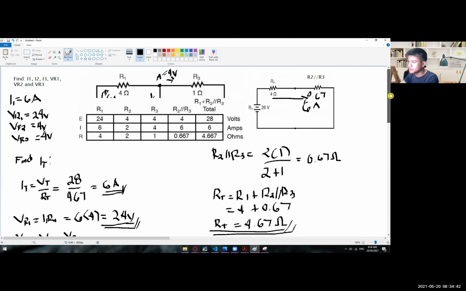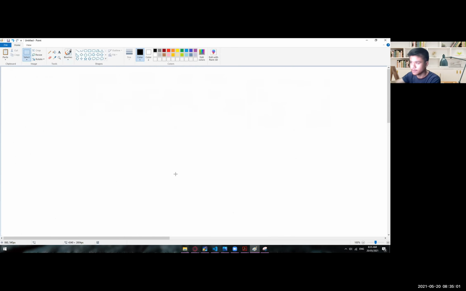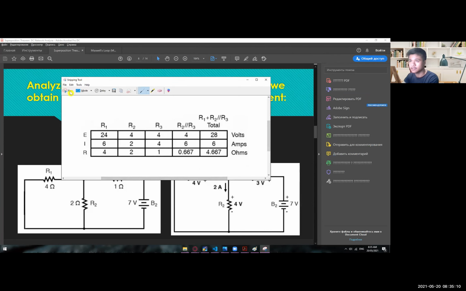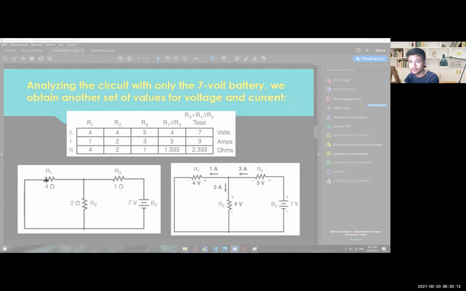Before I delete everything in here, do you guys have a question so far? Anyone who has a clarification? All right, I guess none. So let me now erase this one, and then let's proceed to the second one. In here we are now going to deal with the 7 volts. Here's the result for this one.